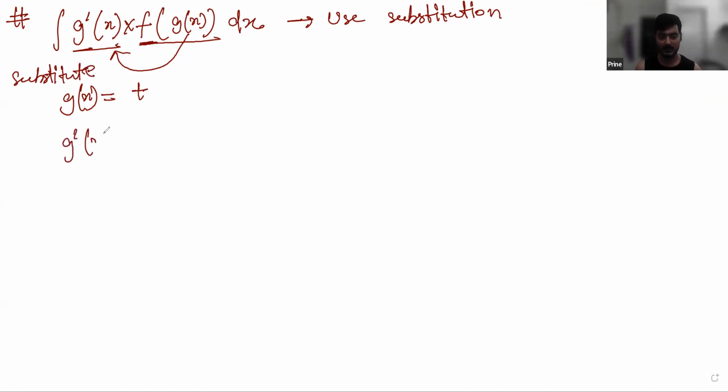Then g dash x into dx would be dt. This would be dt by dx. I have already multiplied dx in the left hand side. These two things are important.